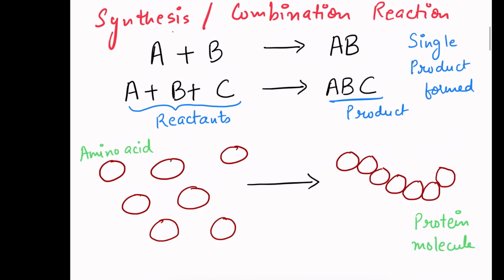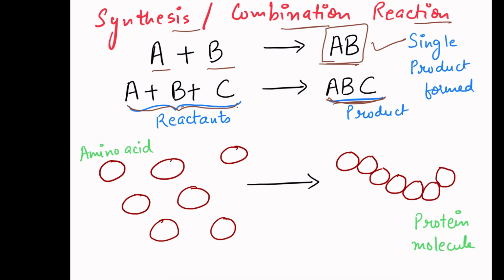Synthesis is also known as combination reaction. As the name suggests, it means that different elements or different compounds combine to form one single molecule. The left hand side is known as reactants, the right hand side is known as product. And as you can see, whether it's two reactants or three reactants, it forms one single product. Every time you look into a different reaction, if only one product is formed, it's an example of synthesis reaction.